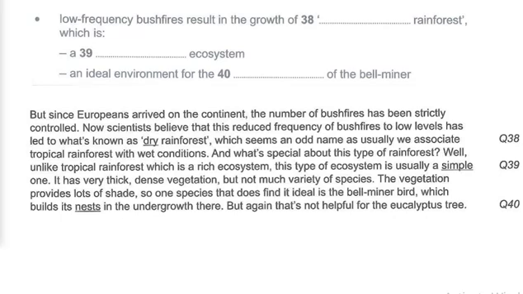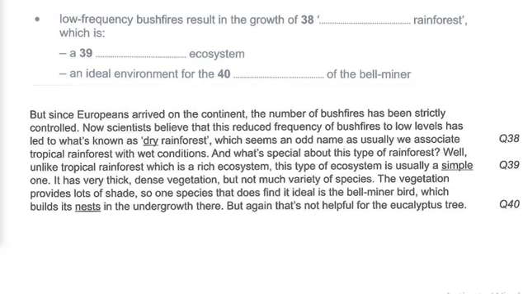But since Europeans arrived on the continent, the number of bushfires has been strictly controlled. Now, scientists believe that this reduced frequency of bushfires to low levels has led to what's known as dry rainforest, which seems an odd name as usually we associate tropical rainforest with wet conditions. And what's special about this type of rainforest?